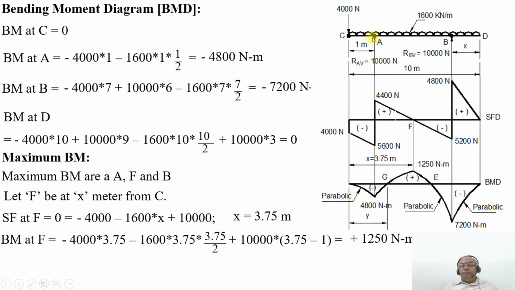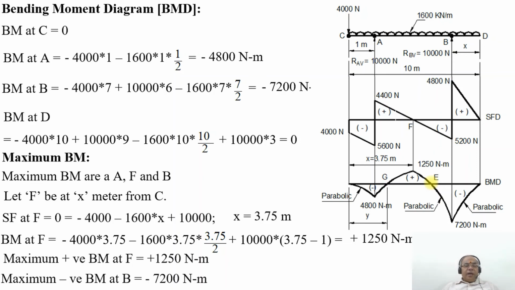Then from A, which is at minus 4,800 Newton meter, it goes to the positive side and comes to the maximum bending moment of 1,250 Newton meter. And from there it drops down again to the negative value of minus 7,200 Newton meter. Therefore, the bending moment changes its sign at the point G and also at E. So the maximum positive bending moment is at the point F, which is 1,250 Newton meter. The maximum negative bending moment is minus 7,200 Newton meter, which is at the point B.